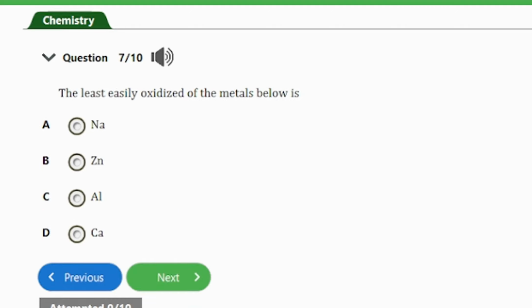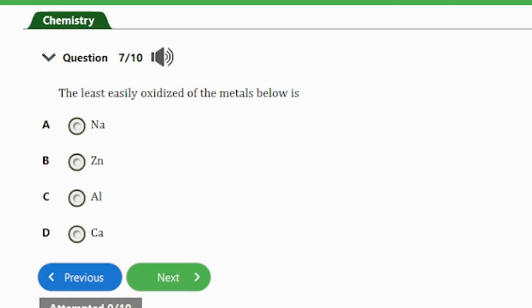Question number 7 says, the least easily oxidized of the metals below is A, sodium, B, zinc, C, aluminium, and D, calcium. The answer to this question is option B, that's zinc. The order of reactivity of metals is determined by the electrochemical series and not just the oxidation number. The electrochemical series lists metals in decreasing order of reactivity and is a measure of how easily oxidized they can be. The most easily oxidized metals will be higher in the electrochemical series than the least oxidized.